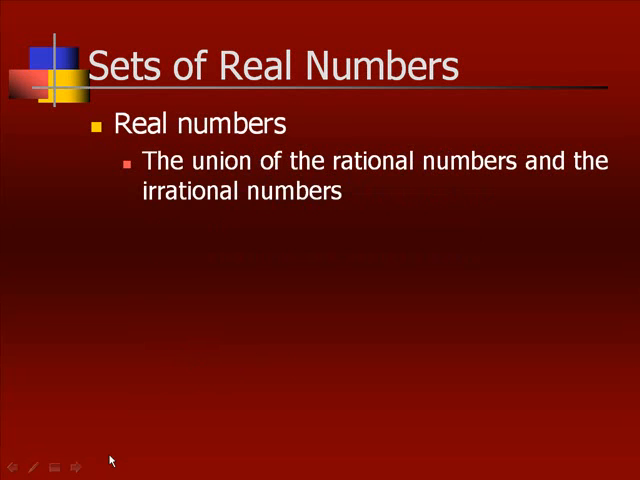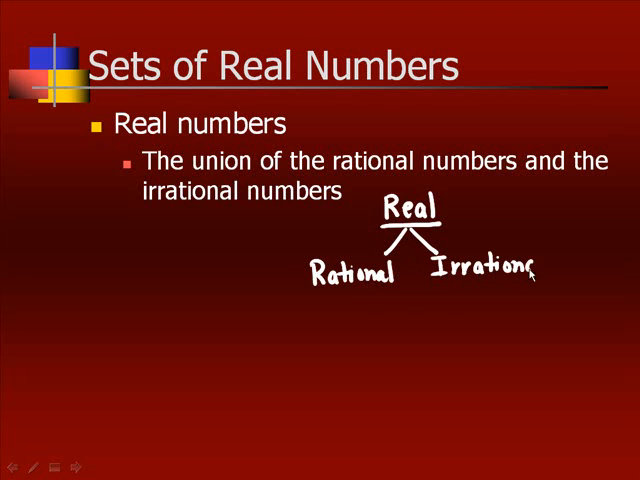Now, real numbers, that's the largest set. The real numbers are made up of the union of rational numbers and irrational numbers. So what we've got is like if this is the set of all real numbers, every real number is either rational or it is irrational. Okay, a number cannot be both. If it ends or repeats, it's rational. If it never ends, never repeats, it's irrational. If it's irrational, then we just call it irrational and we stop.